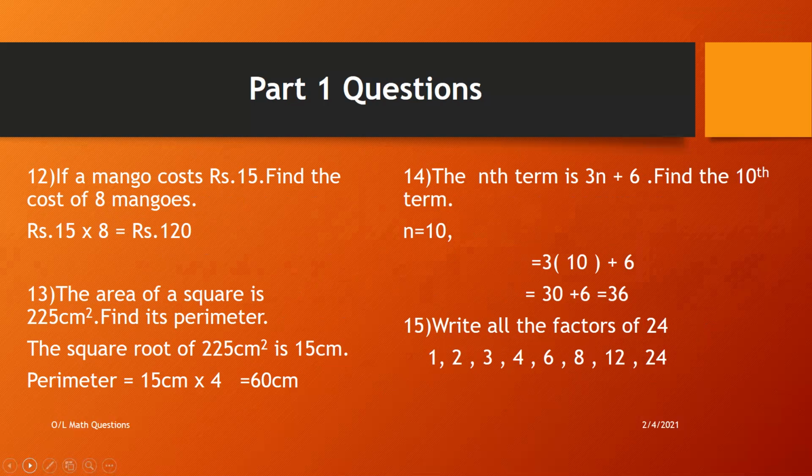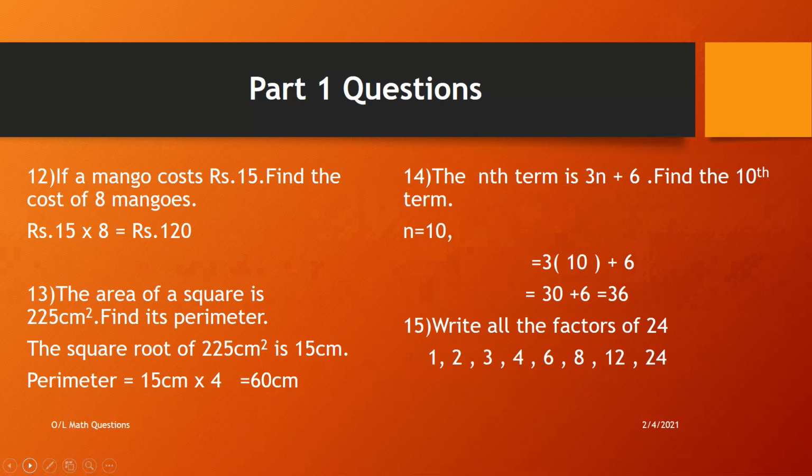Let's move to the 14th question. The nth term is 3n plus 6. Find the 10th term. Now, I know my nth term, it's 3n plus 6. Now I have to find the 10th term. So what should I do? I have to take n as 10. Then 3 times 10 plus 6. 3 times 10, it's 30. 30 plus 6, it's 36. So according to this question, my 10th term is 36.